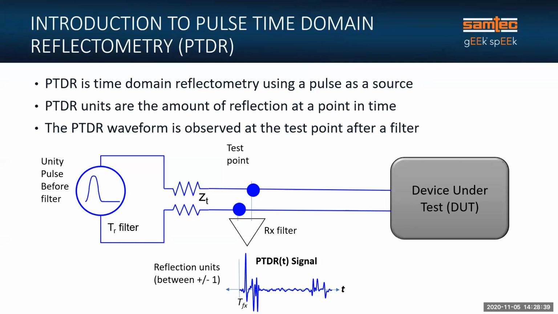In some way, it looks like a derivative, and that's really what's important when you're looking at it. TDR is a change in impedance moving forward. Next slide.